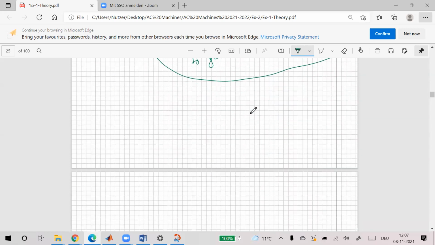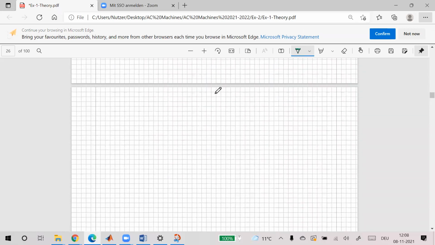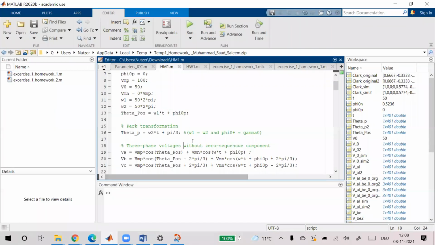Okay, so let's move forward. So far you were analyzing things with just one fundamental component, where one frequency is positive. But now let's imagine you have many frequencies for positive sequence, or one frequency for positive and one for negative sequence. How is your waveform going to look? So that you can understand.